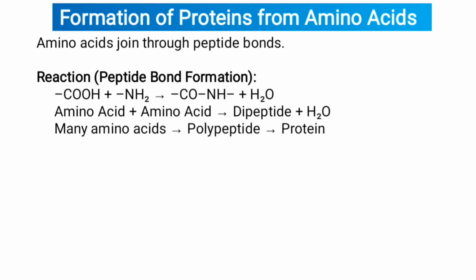Formation of proteins from amino acids. Amino acids join through peptide bonds. Reaction of peptide bond formation: COOH plus NH2 gives CO-NH plus H2O. Amino acid plus amino acid gives dipeptide plus H2O. Many amino acids give a polypeptide, which also gives protein.